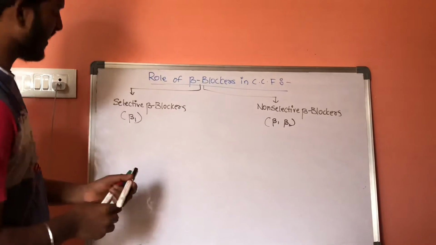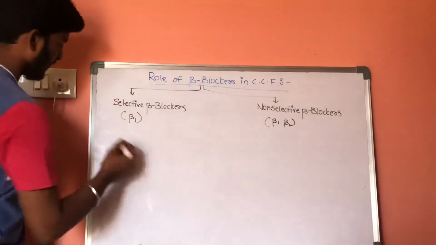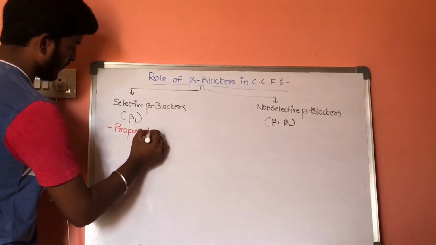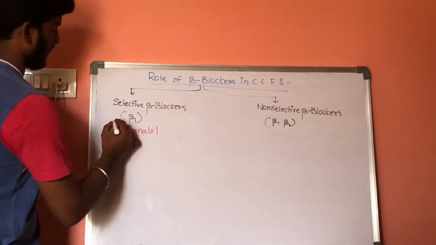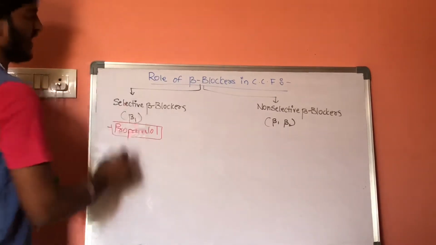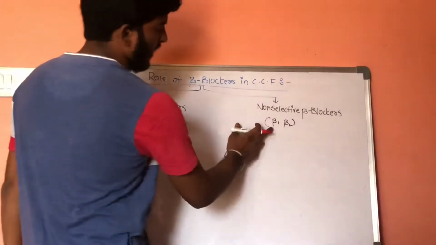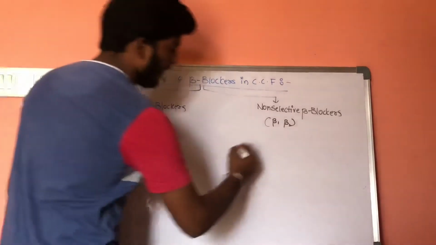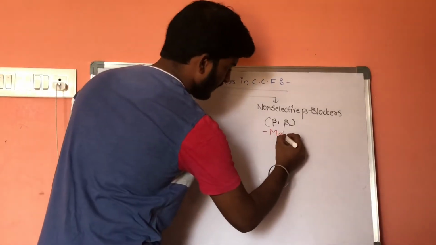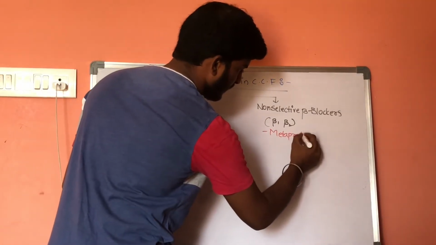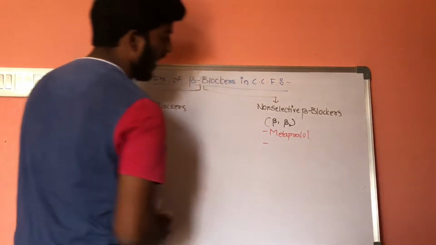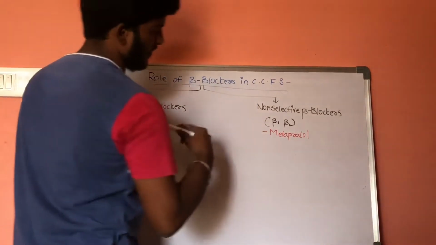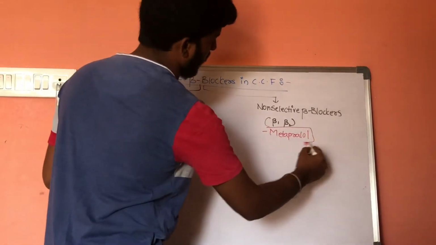Example for selective beta blocker is propranolol. This is an example for selective beta blocker. And example for non-selective beta blocker is metoprolol. Metoprolol, and there is a special class of drug, metoprolol.